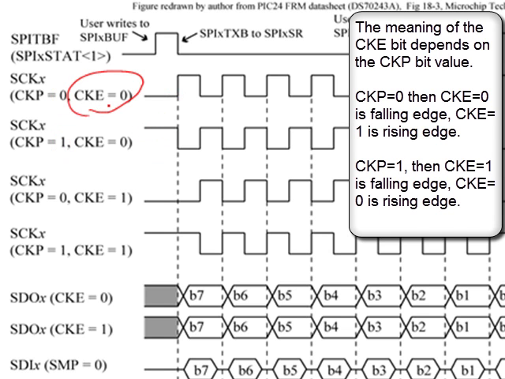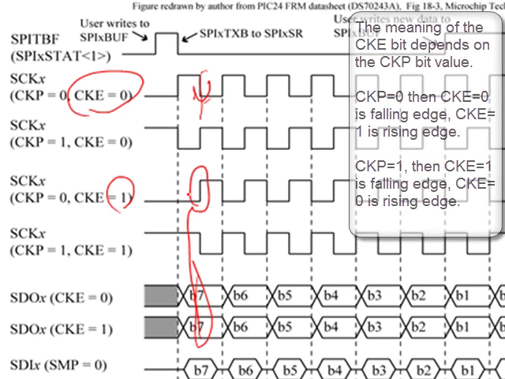The clock edge determines when output data is valid. A value of 0, as in this case, means that output data is going to be valid on the first falling edge. So here data is valid on the first falling edge. A clock edge of 1 means that data is going to be valid on the first rising edge.